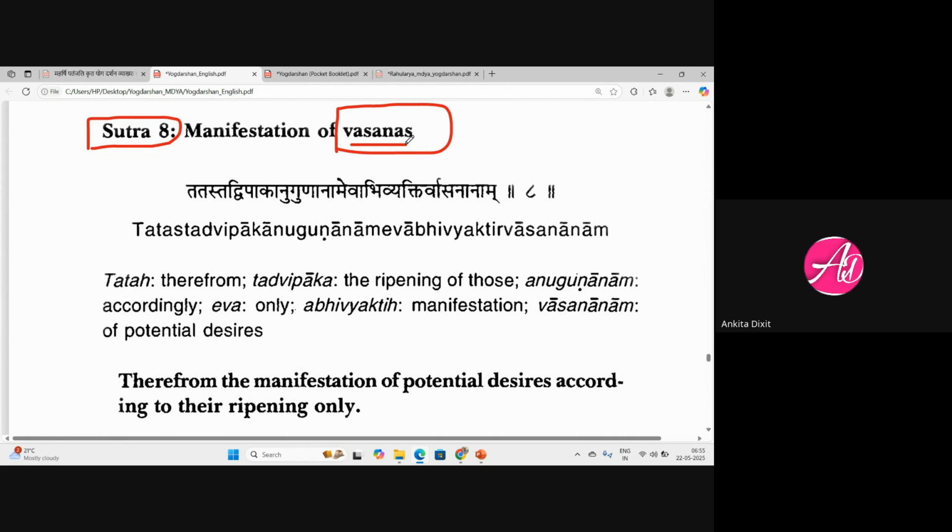Dasrath Manjhi also had a vasana. He forgot his life and cut the mountain his whole life. That is also one kind of vasana. Vasana may be negative, vasana may be positive, it may be anything.